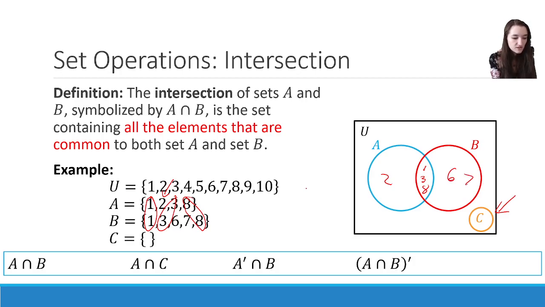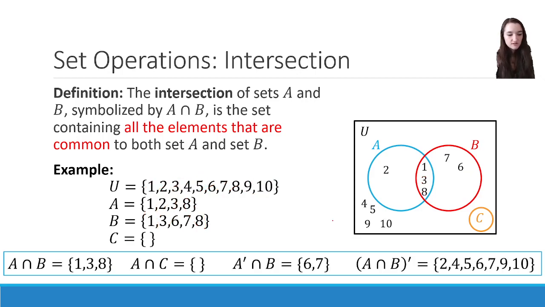Then I go back to U. I once again notice that C just isn't going to have anything in it since it's empty, and I mark off anything that I haven't mentioned. So 1, 2, 3, 8, 6, 7. So what's left over is 4, 5, 9, and 10. And so I get the following.